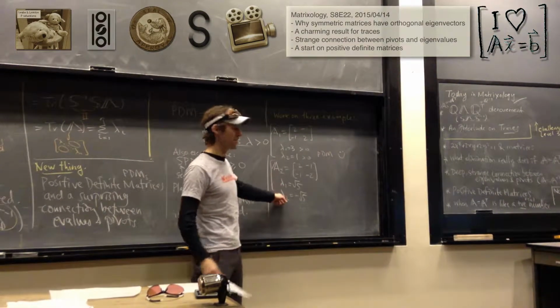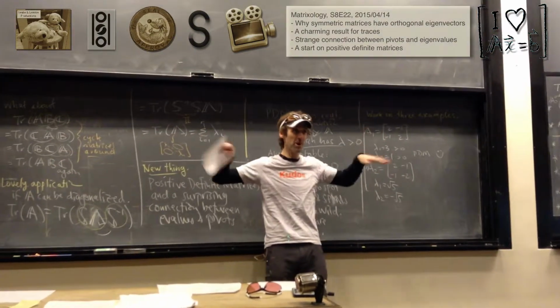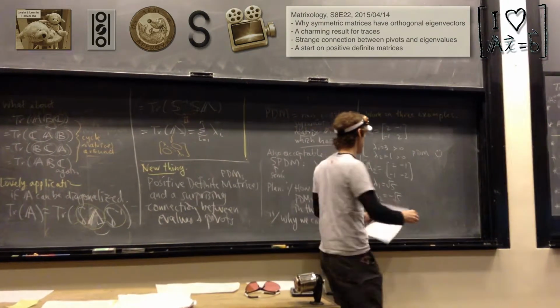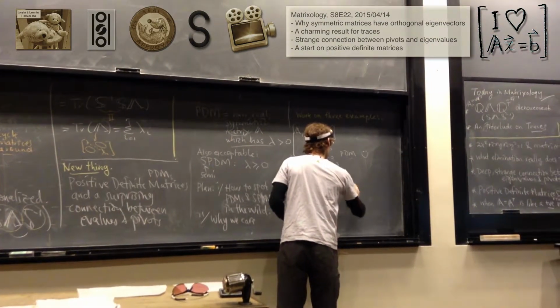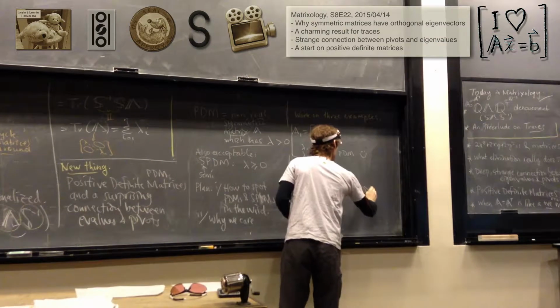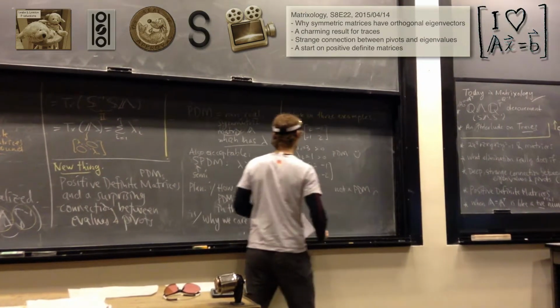A2 is 2, -1, -1, -2. Lambda 1 equals root 5, lambda 2 equals minus root 5. In this little world of pain that we're in now, that means a bad thing. So, not a PDM.